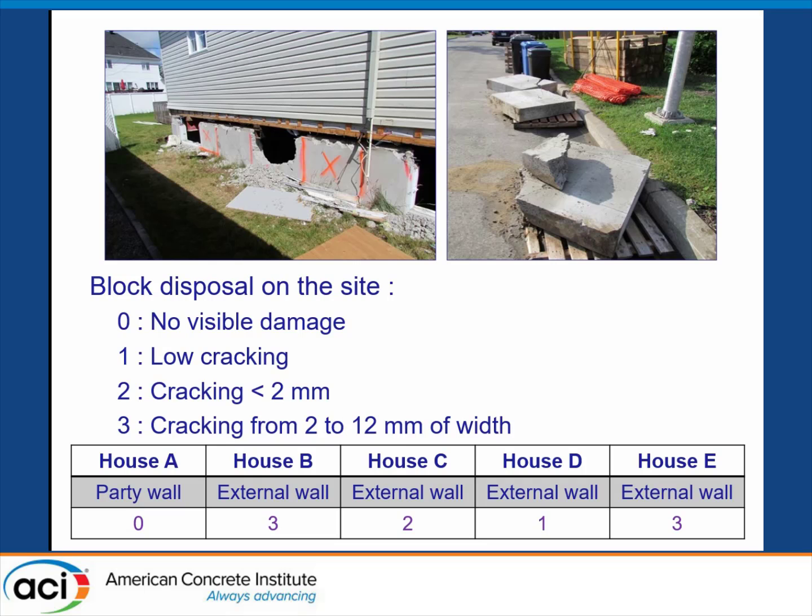We had 4 different types of damage, with code 0 when there was no visible damage. This was mainly in the party wall between the semi-detached houses. Then we have low cracking, which is number 1. Number 2 is cracking with width less than 2 millimeters. And finally, grade 3 with cracking between 2 and 12 millimeters.